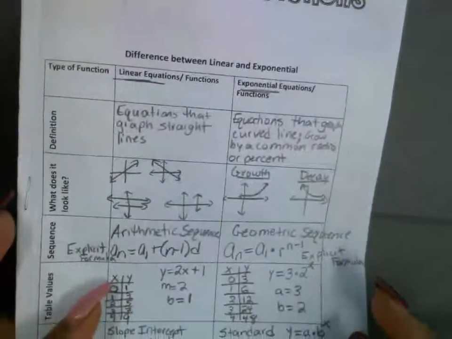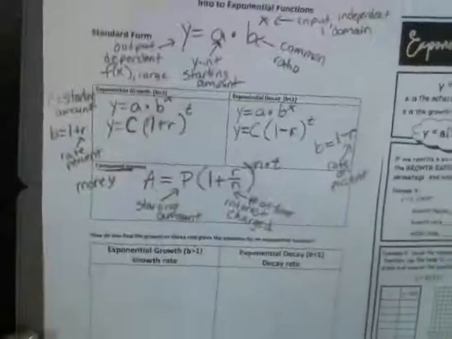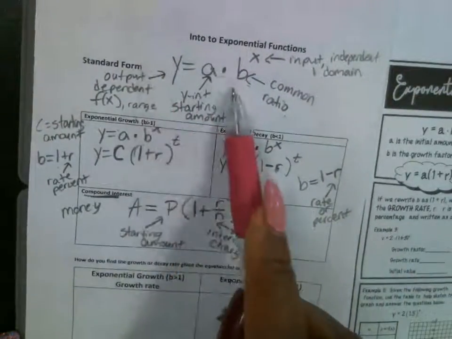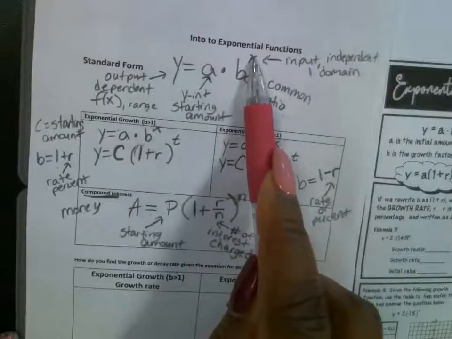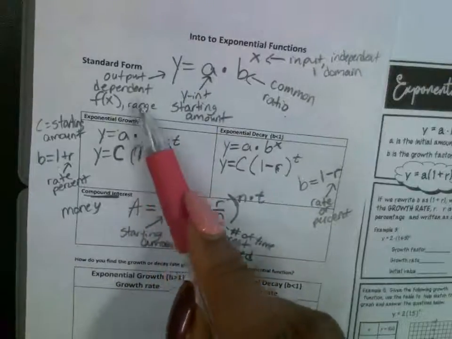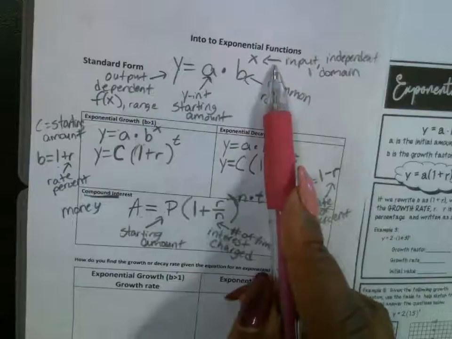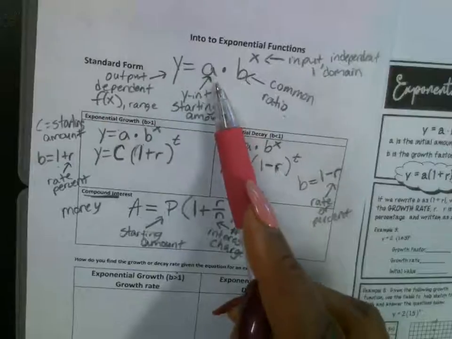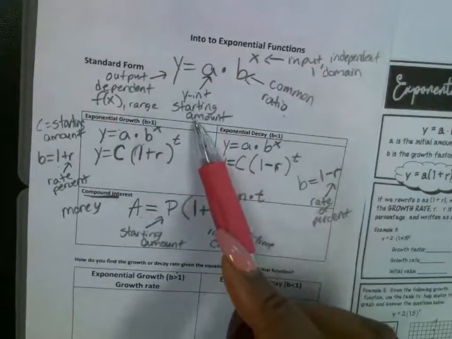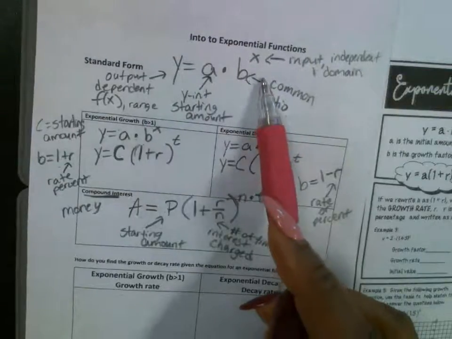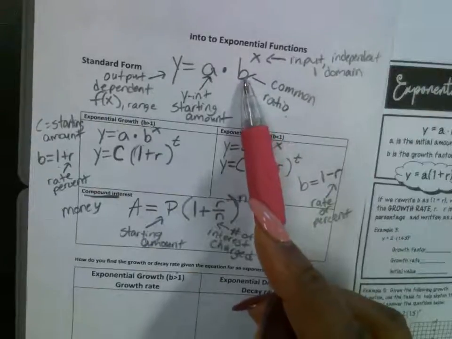We talked about the difference between linear and exponential functions. Then we wrote the equations or forms for exponential function. The standard form for exponential function is a times b to the x power, where your x is your input, your independent variable, your domain. It's consistent in all functions. Your y in all functions is always your output, your dependent variable, f of x, range. In exponential functions, the a is the starting amount or the y-intercept. The b is the common ratio. Okay, it's the number that's being multiplied to get to the next number of these sequences.